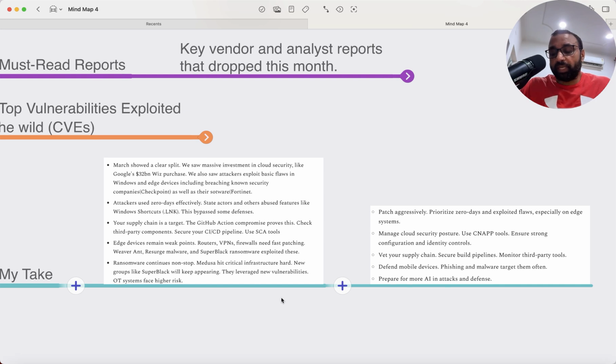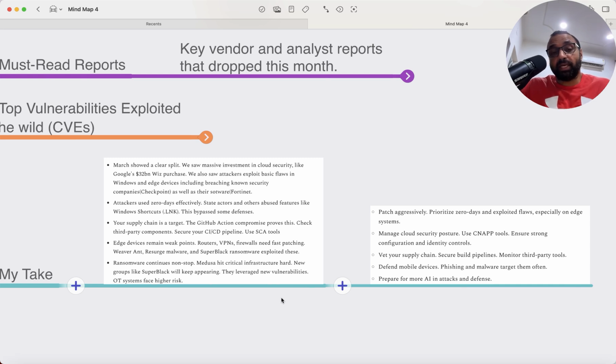Also, new vulnerabilities will keep coming in, things like usage of .lnk files, and attackers will always find zero days, okay? And they will, in some cases, bypass as well. It happens. Next, the supply chain is a target. The GitHub Action compromise proves this. So ensure that you are checking your third-party components, use software composition analysis tools, and look at configuration analysis tools also from your cloud infrastructure perspective.